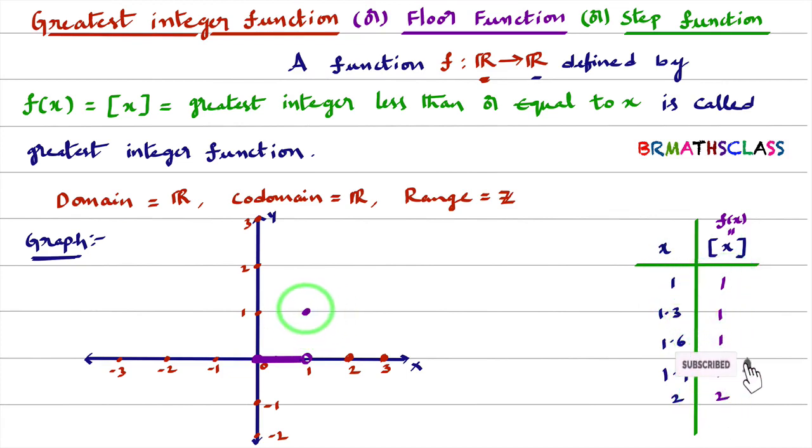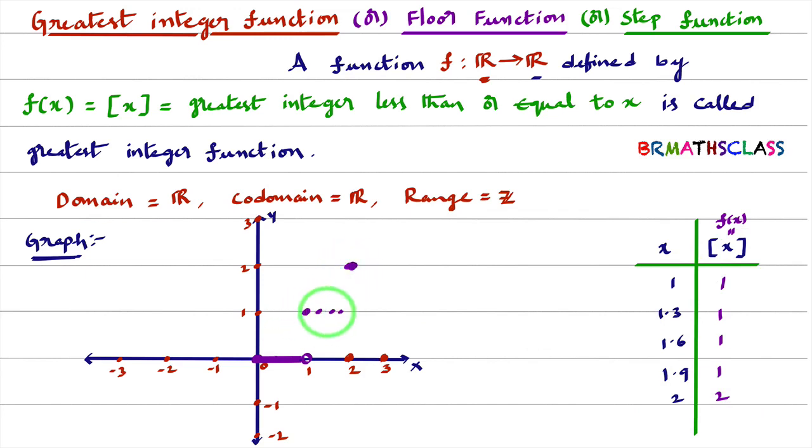We already marked the point 1, 1. This is 1.3, 1. 1.6, 1. It will be here. 1.9, 1. That will be here. When x is 2, the step is 2. That means the point 2, 2 will be here.